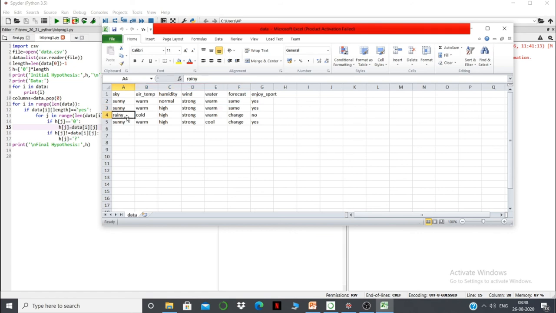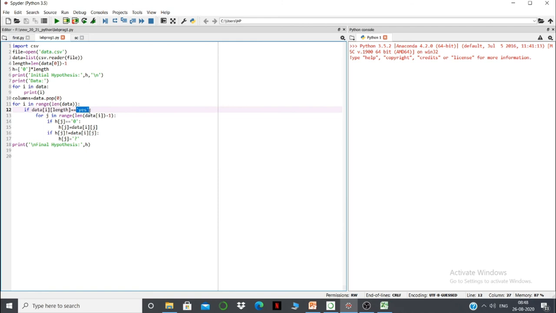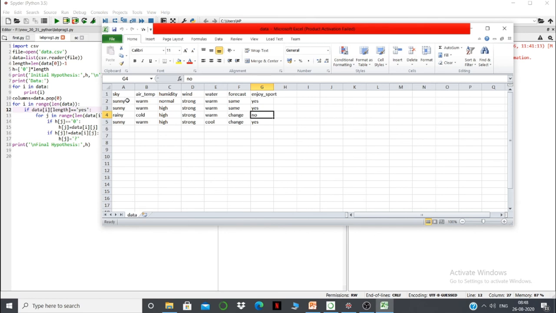Next, the third training example: it checks whether it is yes or no. It is no. So the Find-S algorithm is not going to address the negative example. It can address only the positive examples, so there is no comparison of the negative example with the generated hypothesis. The next step keeps on repeating until all the training examples are completed. So the last one is the fourth row.